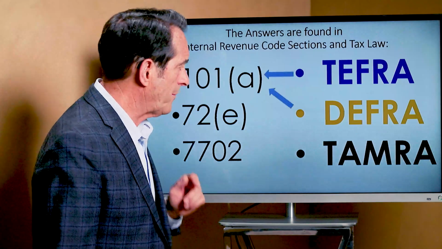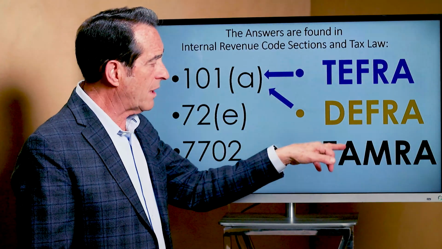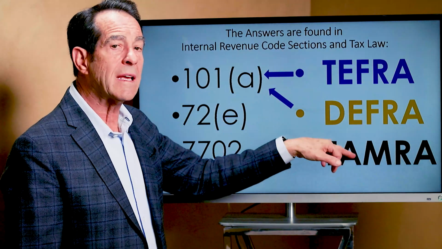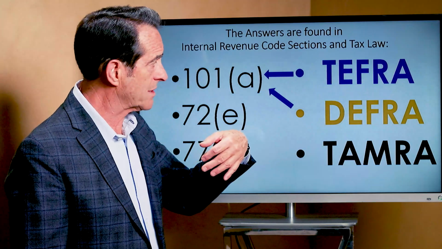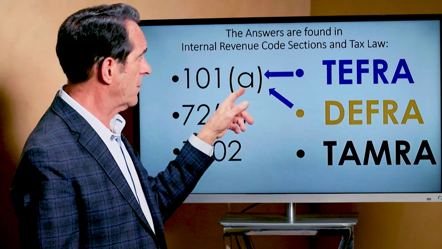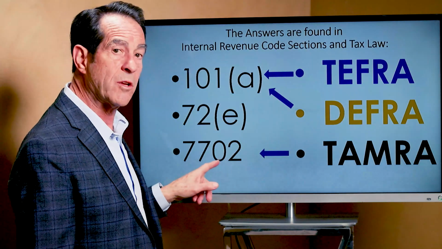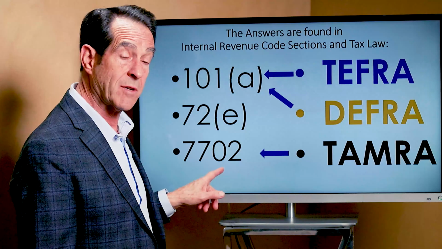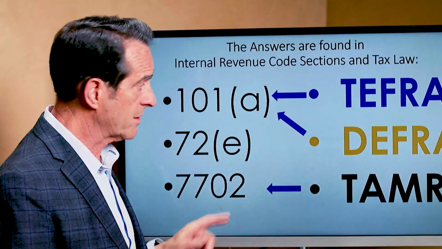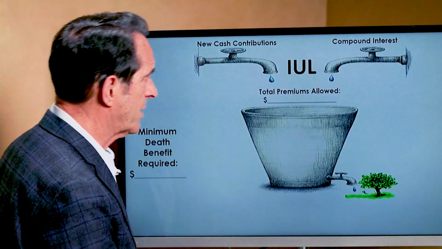So under TAMRA, we have to figure out how much can we put in so that when we access the money, it's tax-free. TEFRA and DEFRA has to do with the death benefit. What's the amount of death benefit? TAMRA has to do with when you access money under Section 7702. So far, so good. So let's go to this bucket analogy.